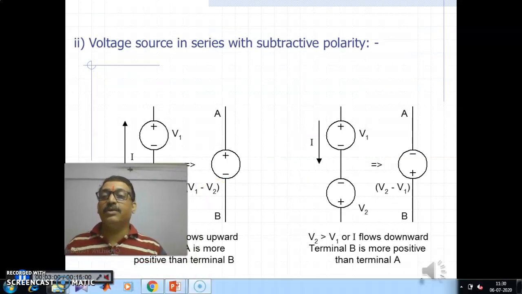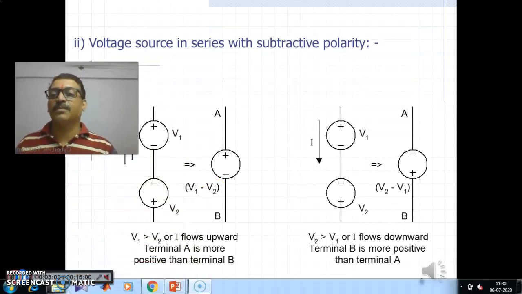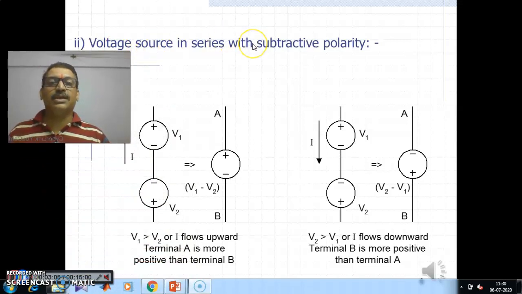Now in this case, the voltage sources are connected again in series, as I said, but they follow the subtractive property. Why subtractive property? Because just check the connection. Here the negative of V1 is connected with the negative of V2. In the previous cases, the negative of the first was connected to the positive of the second, right? But here the negative of the first is connected to the negative of the second. The same diagram is here also.